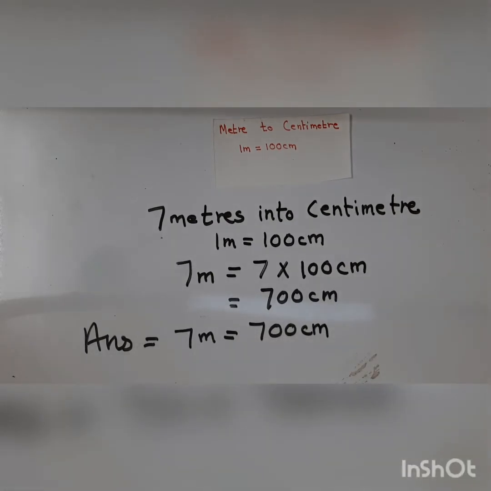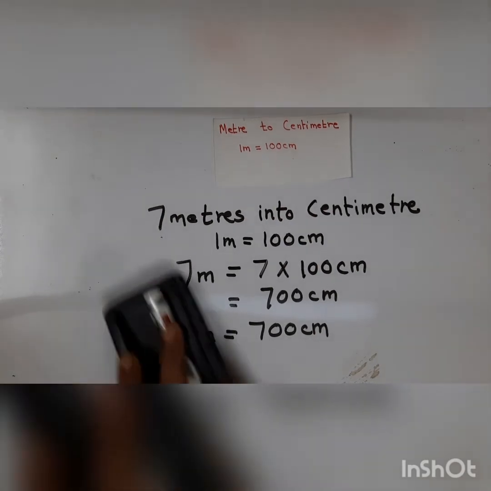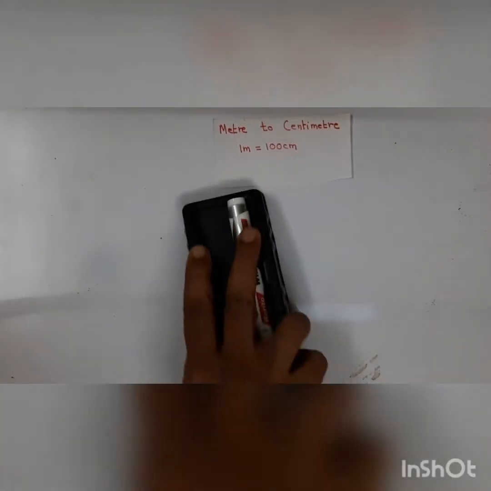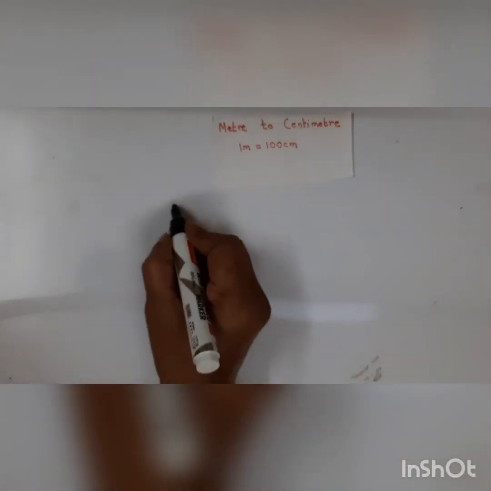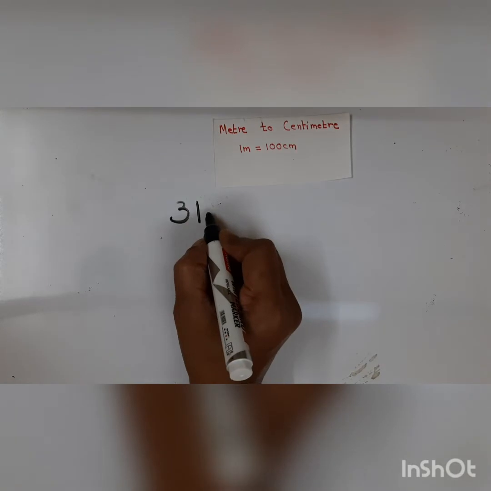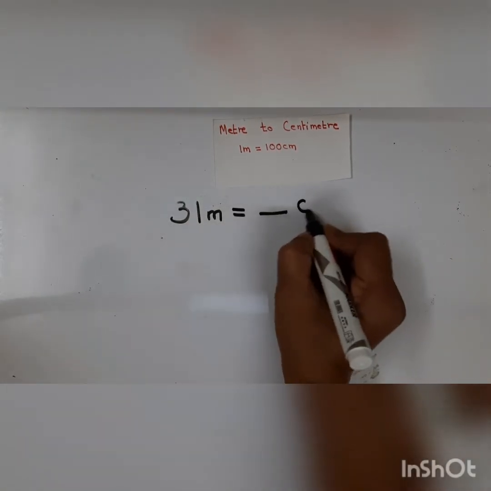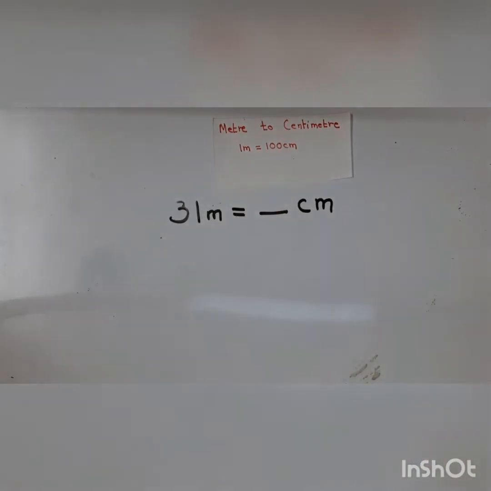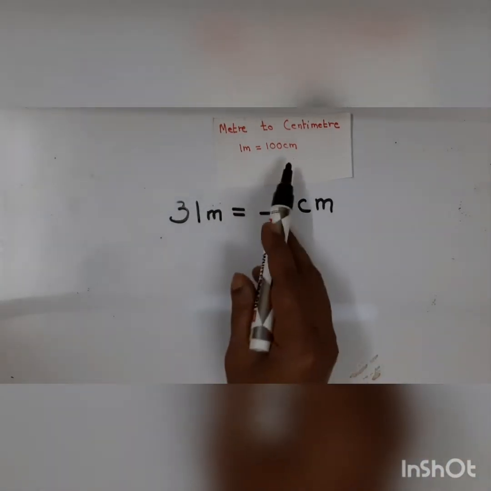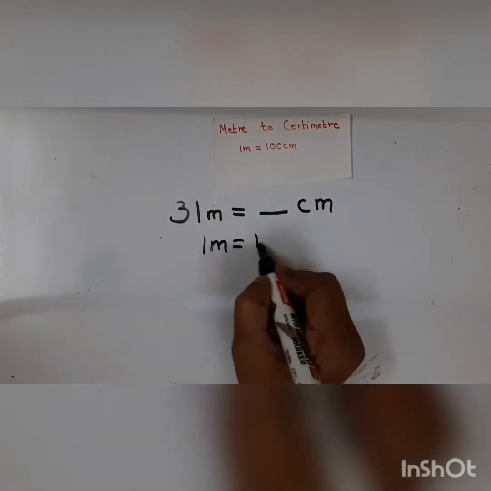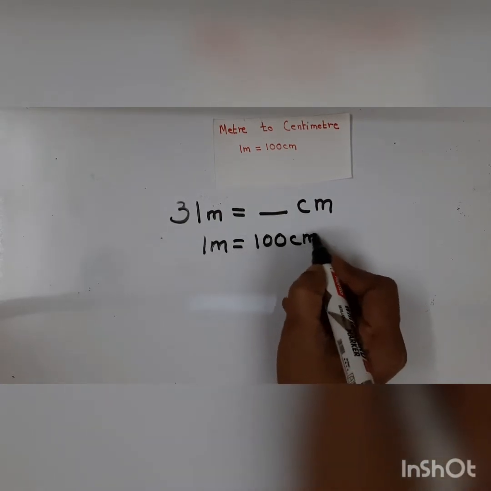This was your last year sum, children, from the third standard. I took it from there. Now let's take this year. As I said, now in grade 4, it's one step ahead. So let's take a double digit number. Let's take 31 meters is equal to dash cm. This is from this year's textbook. What's the unit measure, children? 1 meter is equal to 100 cm.